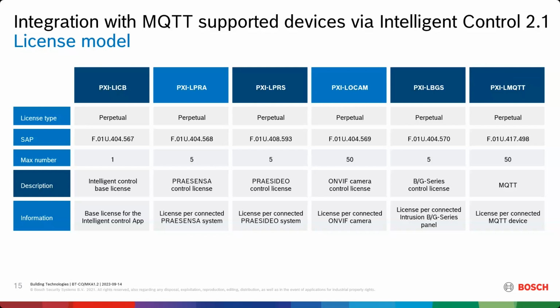For the sensors, it's a bit different. If I look at the camera, which is the 4th column, you see 50 sensors maximum per PXI-Core, and every connected camera needs an active license. Same goes for the MQTT device. If you have a temperature sensor, for instance, this could be an MQTT device, 50 maximum, and you need a license for each connected device, or at least for each input stream to the PXI-Core or the intelligent control. Okay. Next slide.